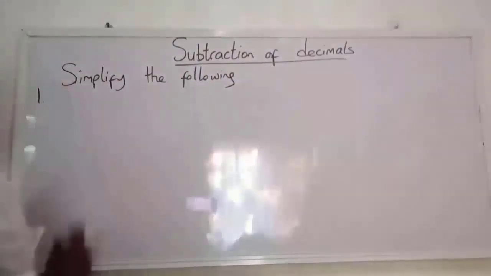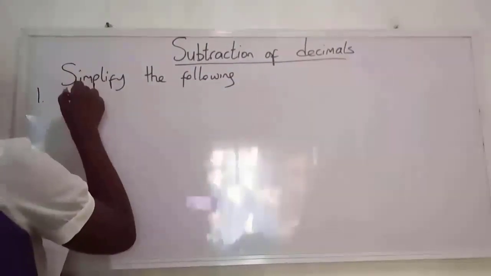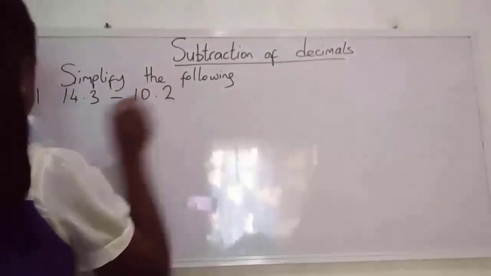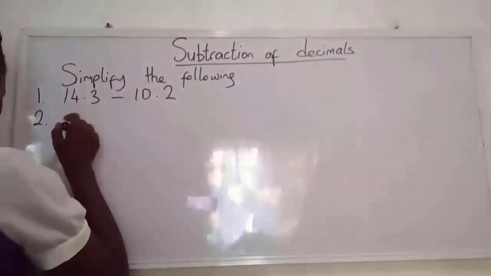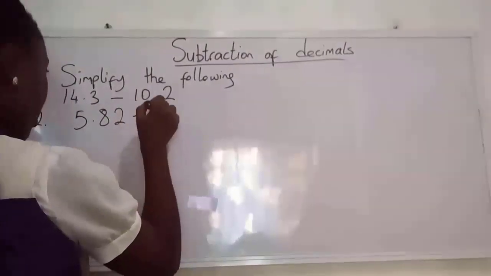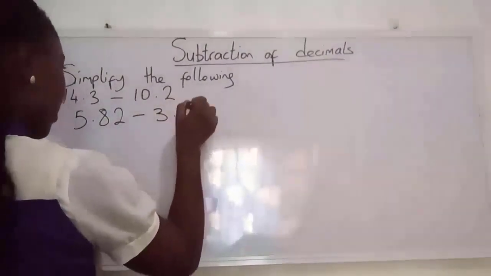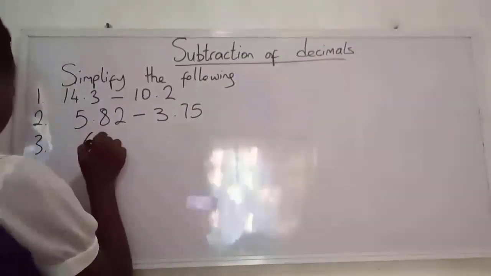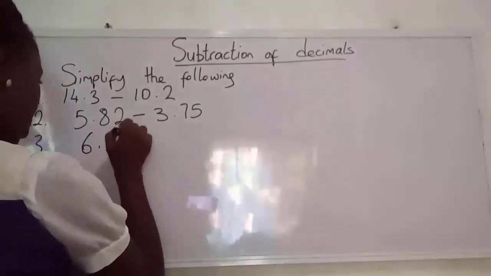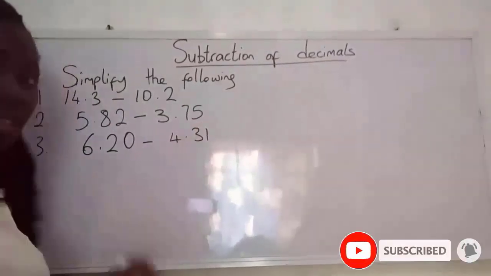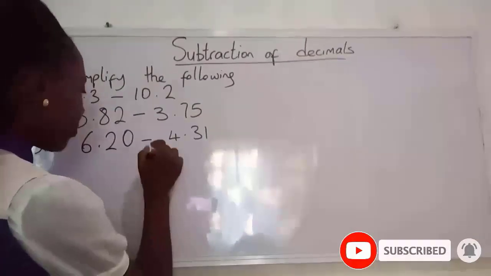Number 1, we have 14.3 minus 10.2. Number 2, 5.82 minus 3.75. Number 3, 6.20 minus 4.31. Let's see them. Solution.